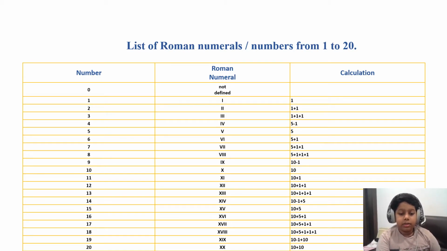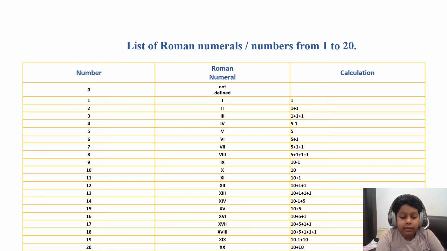So, a list of Roman numerals, numbers 1 to 20. I made this table for better understanding. Number, Roman numeral, calculation. 0 in Roman numerals is not defined. 1 is I, 2 is II, 3 is III, 4 is IV, 5 is V, 6 is VI, 7 is VII, 8 is VIII, and 9 is IX.